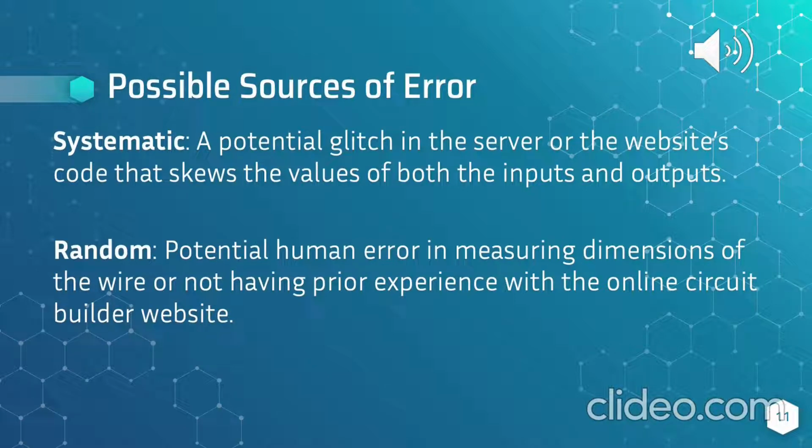Sources of random error could be potential human error in measuring dimensions of the wire or not having prior experience with the online circuit builder website.